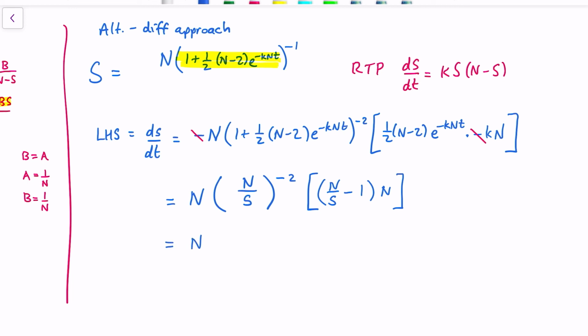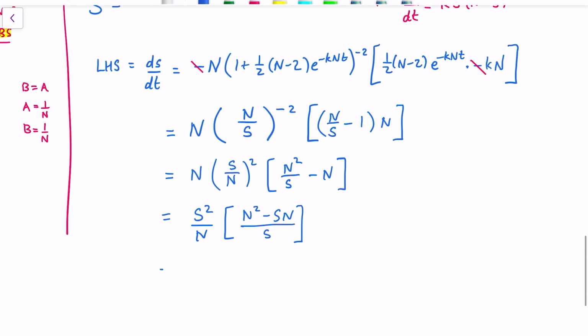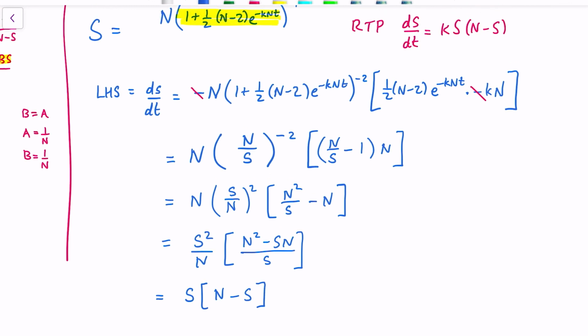So we've got n times s over n all squared, because it's a reciprocal, if I get rid of the negative power. And then the other brackets, if I times everything by n, I've got n squared over s minus n. So it's n over n squared, s squared over n, times by n squared minus sn all over s, if I put those fractions together. And then the s's cancel, I've got s, and some of the n's cancel in the other bracket, n minus s. And that was what I was trying to find. Where is the k? Oh, there it is. My bad. Times k. Proven. Happy days. Catch you in the next one.